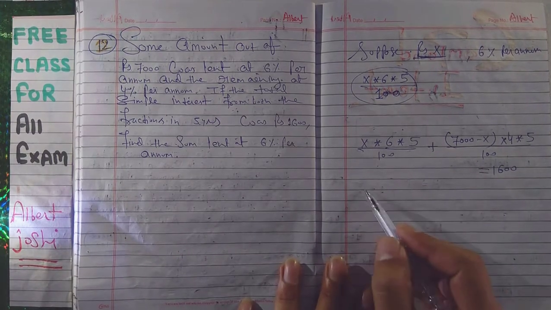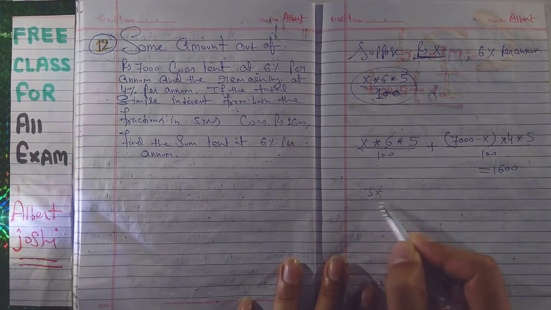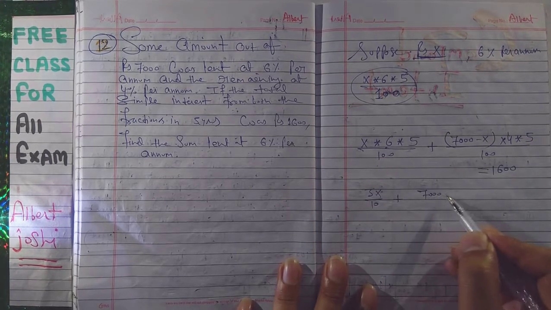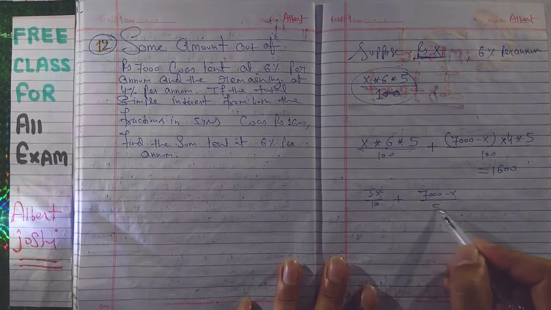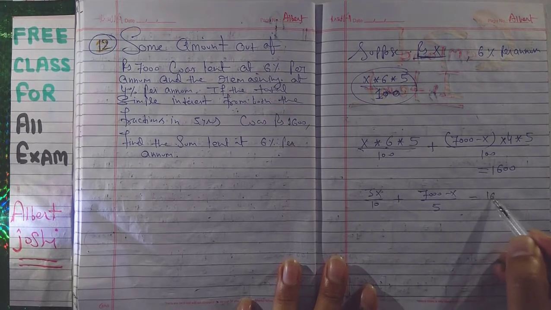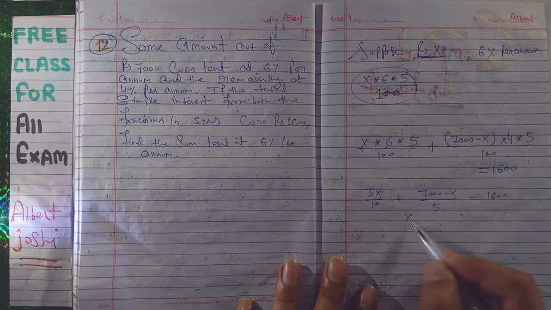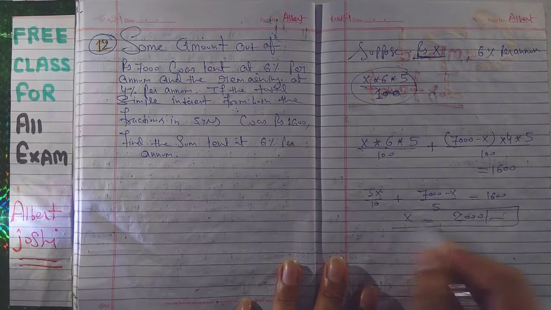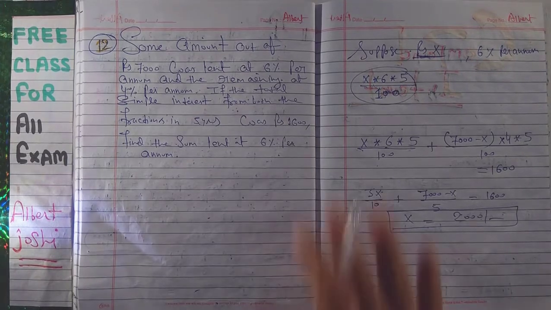If you calculate, you will get 3X upon 10. Then here you will get 7,000 minus X upon this is 5; 5 4s are 20, 25. Then this is 1600. If you calculate, you will get X equal to 2123. This is a very simple question. This is the high school method.